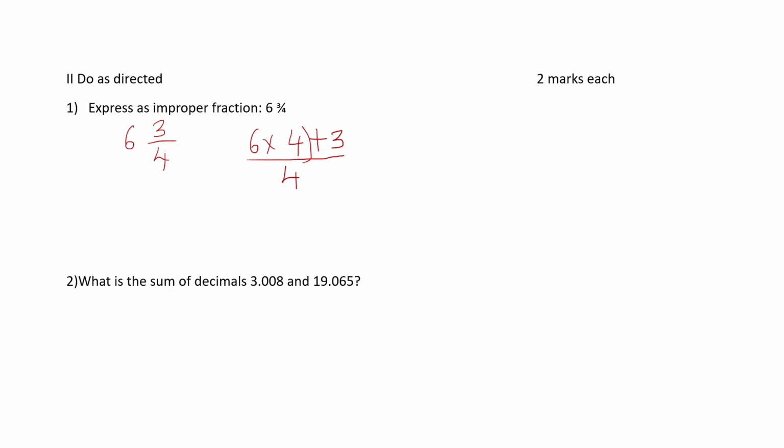So here 6 fours are 24. 24 plus 3 by 4 as it is, and then 24 plus 3 will be 27 by 4 as it is. So the answer is 27/4.